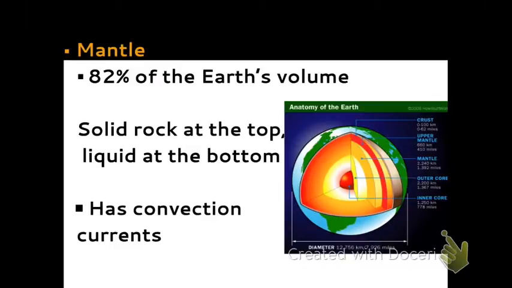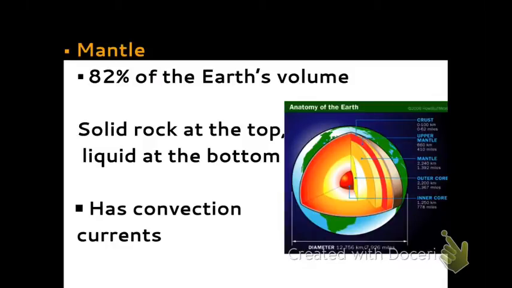You could think of the earth kind of like an apple. The skin or the peeling on the apple would be considered the crust. The actual meat of the apple would be considered the mantle, and then where the seeds are would be considered the core. And so the majority of the apple is made up of the meat of the apple, not the skin or the core. And that's exactly how the earth is.